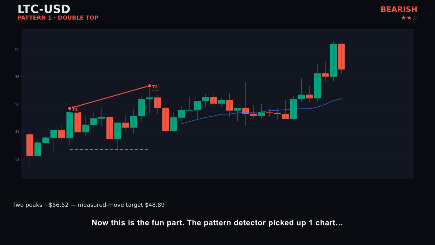Pattern number 1, this is the double top. It's a bearish formation with 2 out of 3 strength. 2 peaks, $56.52. Measured move target, $48.89. You can see on the chart exactly where the key swings line up. That's what confirms the structure, not just my word for it. The textbook measured move projection is plus 13.5%. That's the typical rally once the pattern fully completes. It's a guide, not a guarantee, so we still need our SL in place.